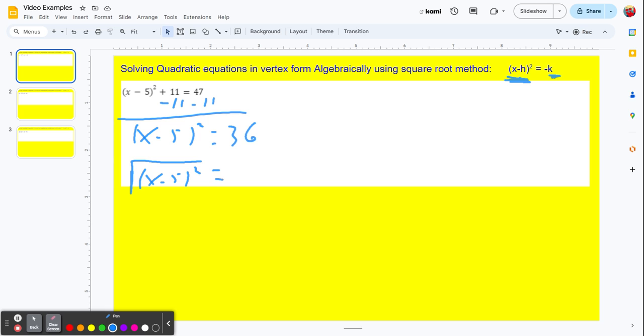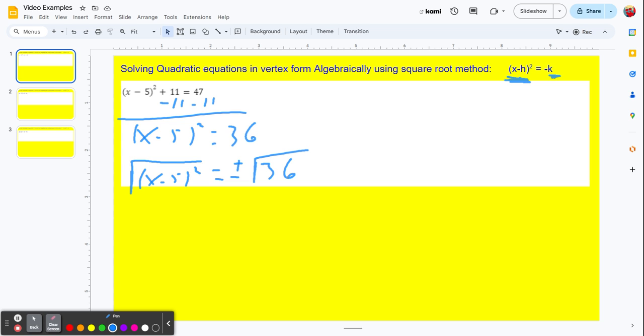And here's a very important step: you have to take the positive and the negative root when we take the square root of the 36. Okay, so when we're taking the square root, we have to take both the positive and the negative root, because we know negative 6 times negative 6 equals 36, and positive 6 times positive 6 equals 36.